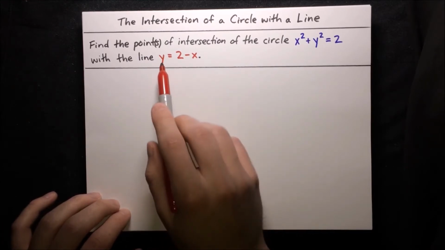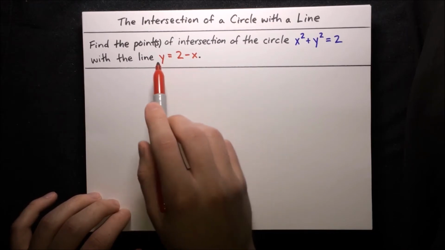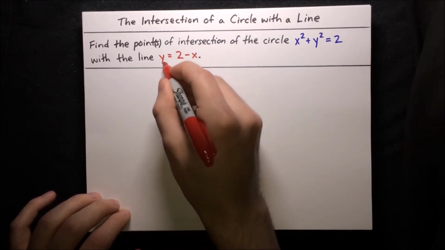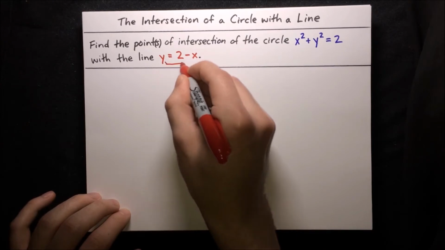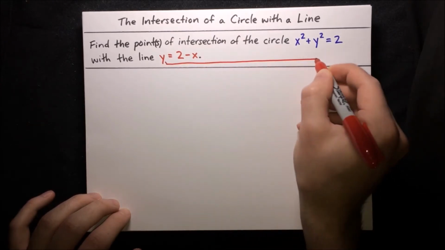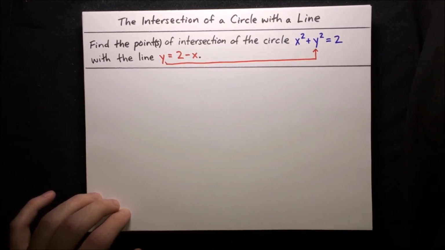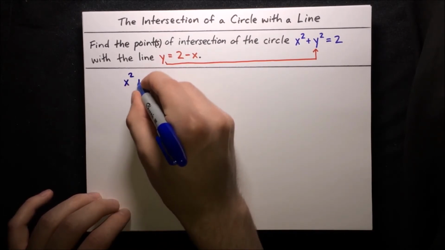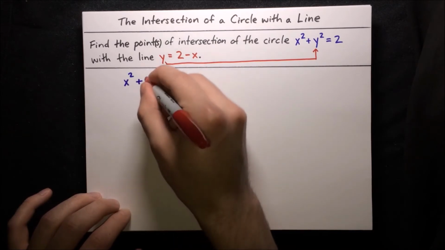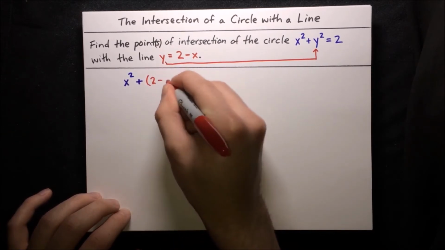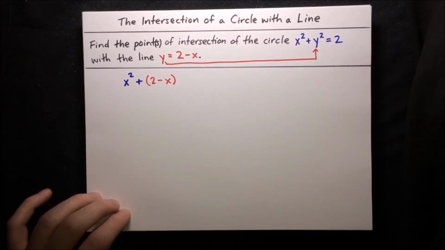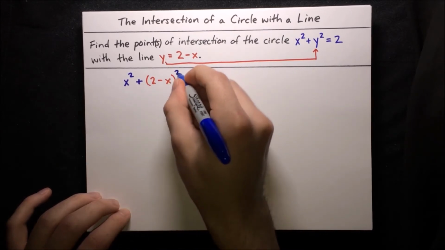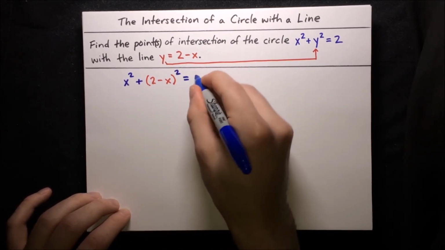Here we've got an equation which is already solved for y. So we've got y in terms of x. So all we really need to do is take that expression for y, and plug it in for y here in this equation. So we'll do that here. We'll have x squared, then plus y squared, and y is just 2 minus x, according to our second equation. So x squared plus (2 minus x) squared is equal to 2.